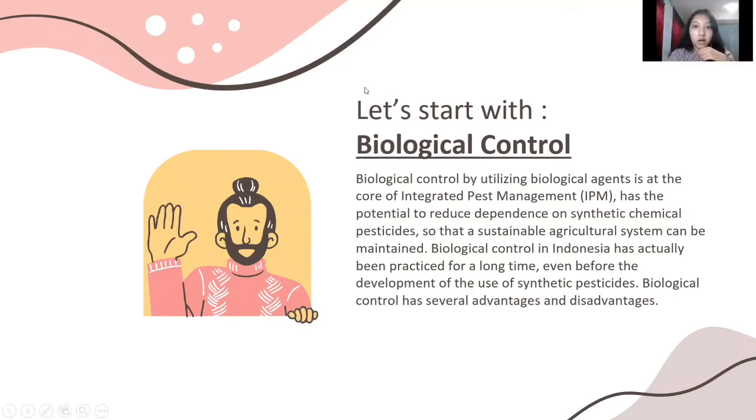Okay, now next we start with biological control. Biological control by utilizing biological agents is at the core of integrated pest management and has the potential to reduce dependence on synthetic chemical pesticides, so that a sustainable agriculture system can be maintained. Biological control in Indonesia has actually been practiced for a long time, even before the development of the use of synthetic pesticides. Biological control has several advantages and disadvantages. Next.